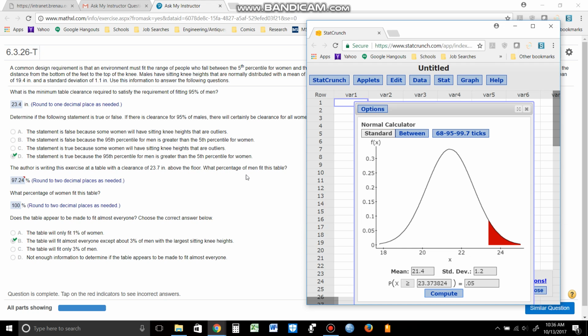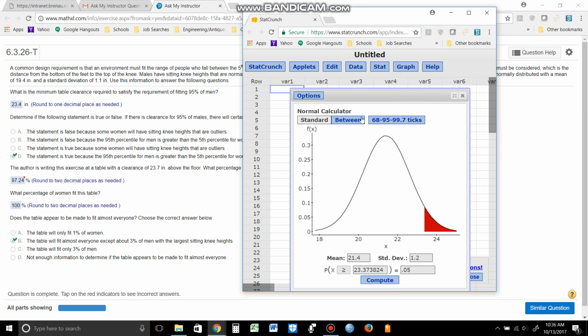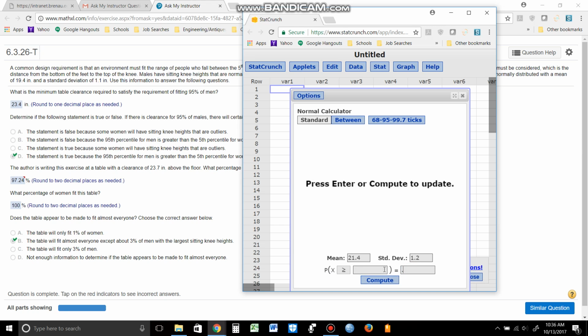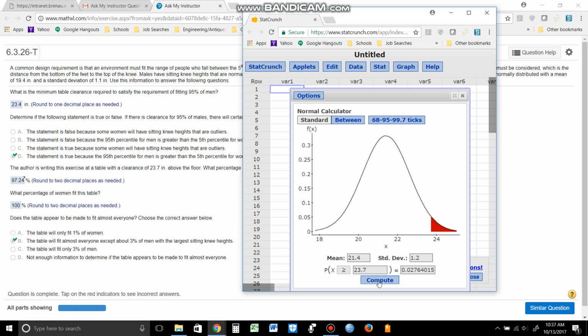Okay, so the author is writing an exercise at the table with a clearance of 23.7 above the floor. What percentage of men fit into this table? Okay, so clearly the top 5%, okay, or the 95th percentile is 23.4. So what if it were 23.7? So the best way to do this is to put in 23.7, okay, and then hit compute.